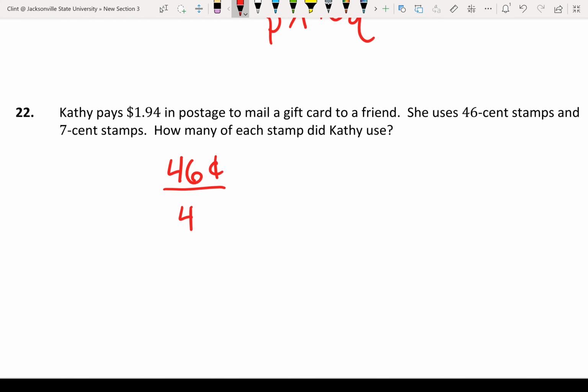So if I do 4 times 0.46, that gives me $1.84. And $1.94 minus $1.84 is going to be 10 cents. There's no way I can make 10 cents out of 7-cent stamps. So I can't use 4 of the big stamps. So then I'm going to go down and try 3. Okay, so if I do 3 times 0.46, what does that give me? Sorry, I punched the wrong number. If I do 3 times 0.46, that's going to be $1.38.